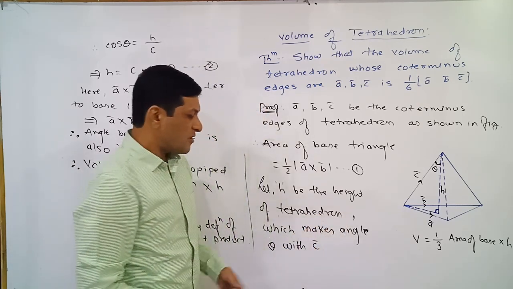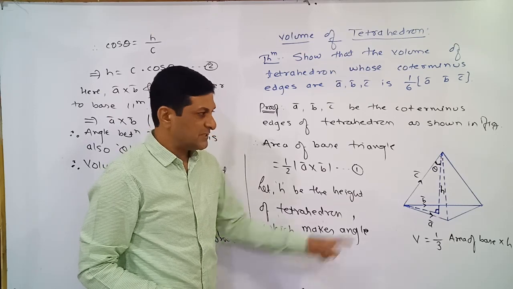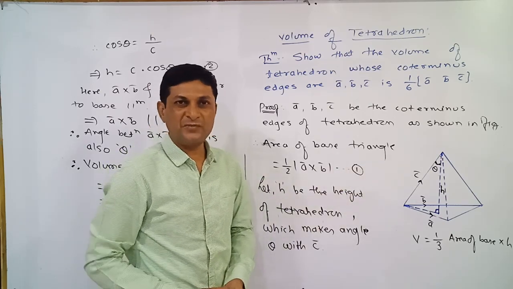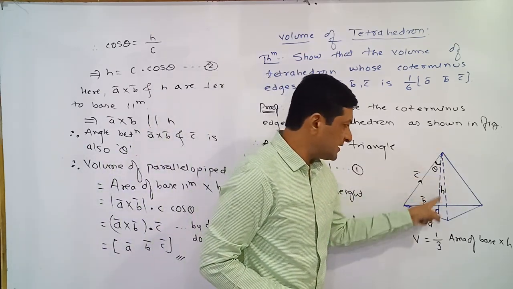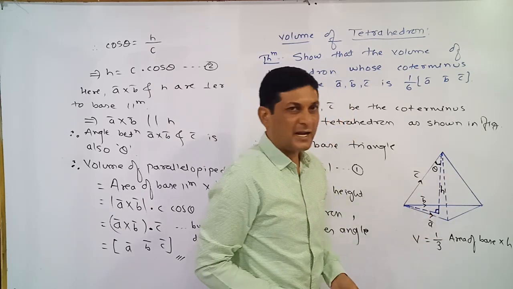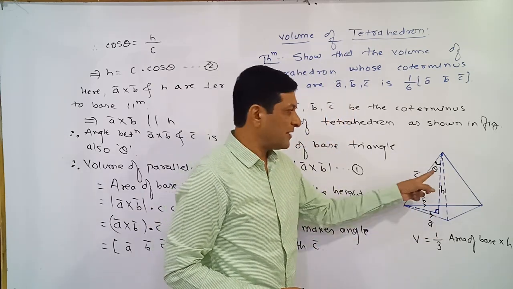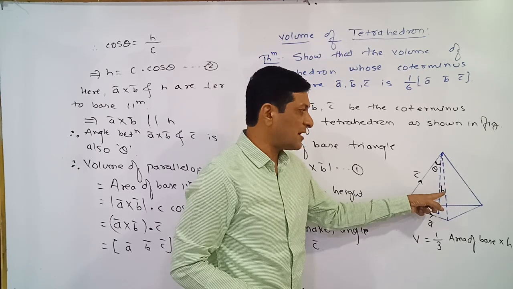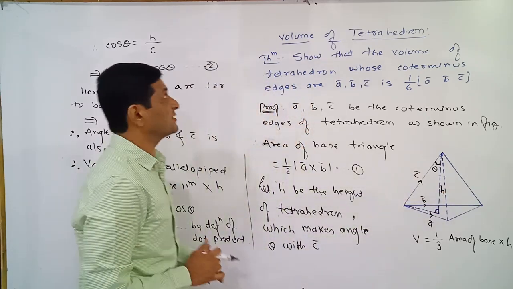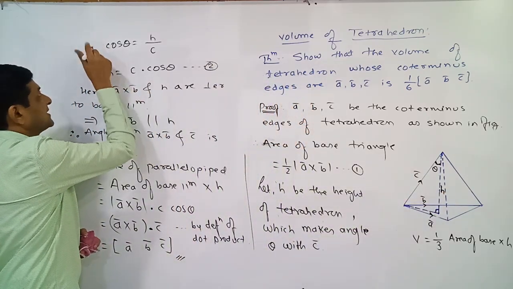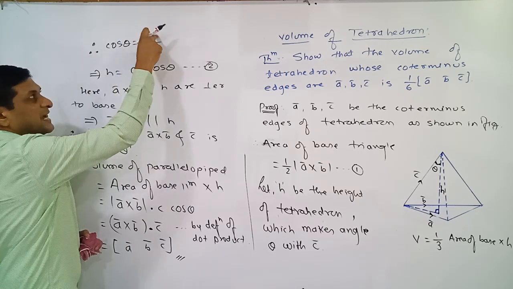Height of the tetrahedron makes an angle theta with C bar. All these things we have shown in the figure. Now if you observe this figure, this triangle is what? Right angle triangle, and we know that in a right angle triangle the value of cos theta is adjacent upon what? Hypotenuse.